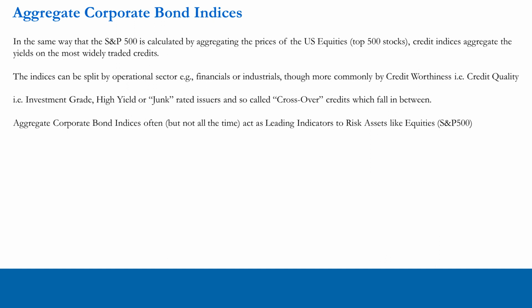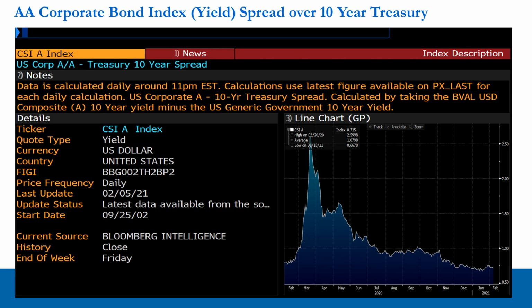So let's start having a look at some of these aggregate corporate bond indices. Let's see what they look like. Let's get a better understanding of what we can use in terms of leading indicators in the corporate bond market. Well, what we're looking at here is the CSI A index, which is basically AA US corporate bonds aggregated into an index. And this is the spread of those bonds over the 10-year Treasury. So we're looking at the spread over the 10-year Treasury.